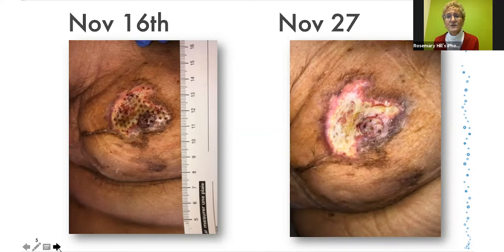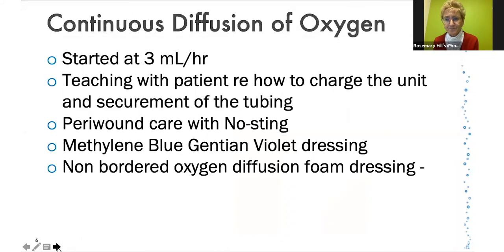So how we proceeded with that, and she was more than willing, we introduced a little unit and a dressing. In this instance, as we proceed with the next slides, we started at 3 milliliters per hour of continuous diffusion of oxygen. The oxygen goes through a small tubing to a foam dressing. And in this instance, I did use a methylene blue gentian violet dressing and a non-bordered oxygen diffusion foam dressing on top. Later I include some photos of that so you get a picture.